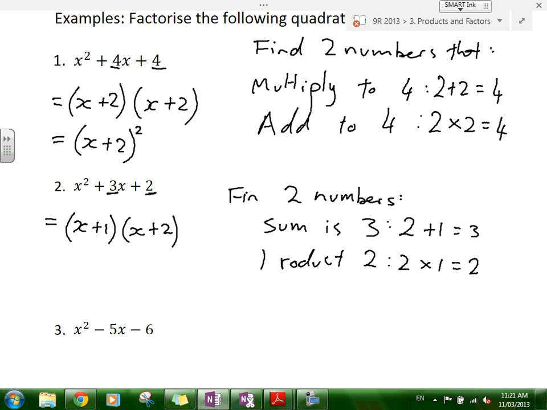And you can always check whether you've done it correctly by re-expanding it. You can expand it out again and see whether you factorized correctly.